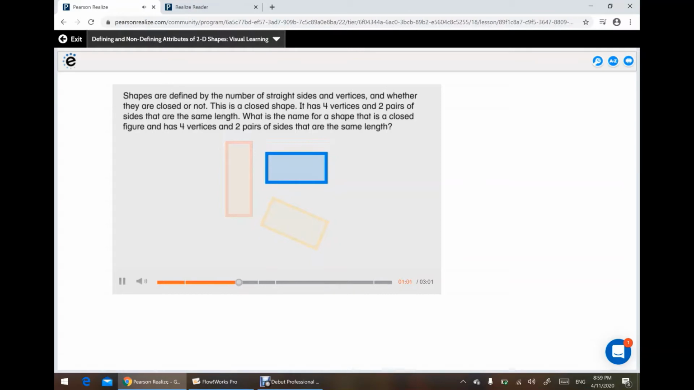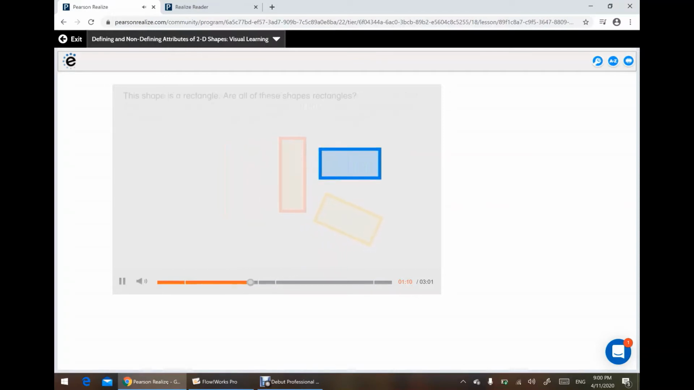What is the name for a shape that is a closed figure and has 4 vertices and 2 pairs of sides that are the same length? This is what we just learned yesterday, right? There is a shape which has 4 vertices, 4 sides, and only 2 sides are of same length. What is that shape called? It is called a rectangle. This shape is a rectangle.